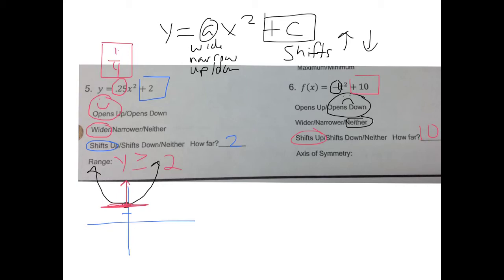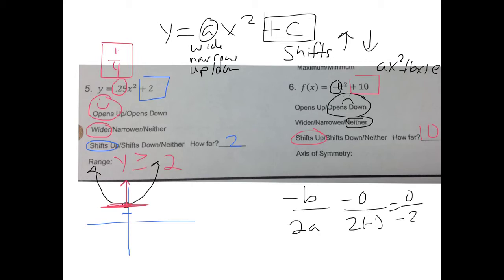Axis of symmetry. Axis of symmetry does -b over 2a. This has no b, because it would be ax squared plus bx plus c. That's missing, so this will be 0 over 2 times -1, which is 0 over -2, or 0.